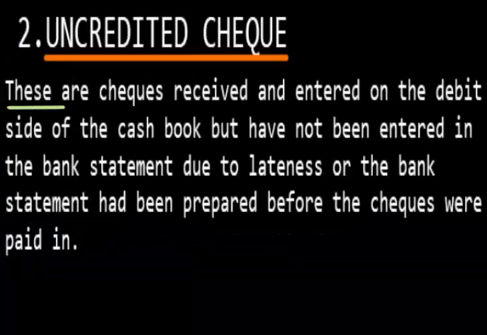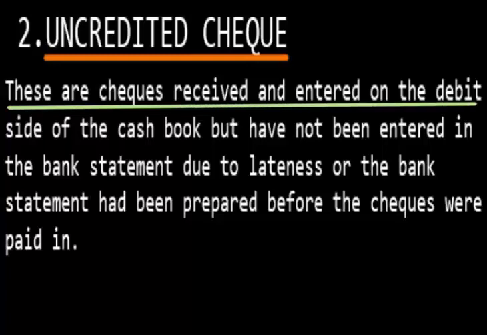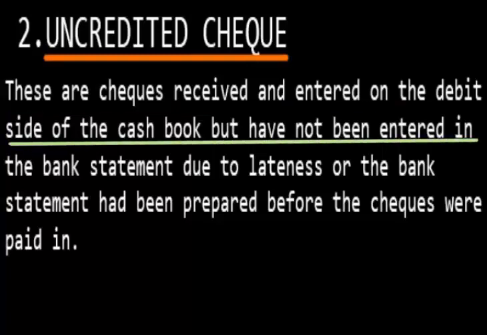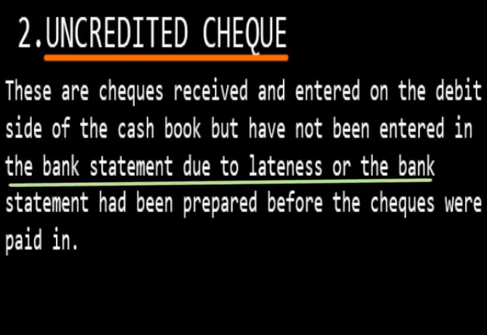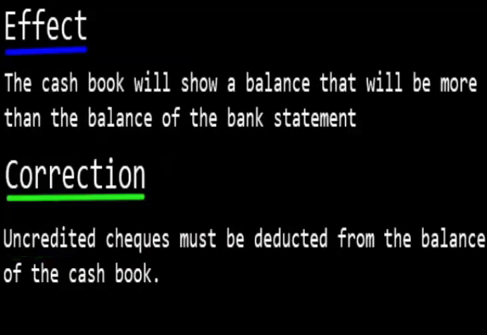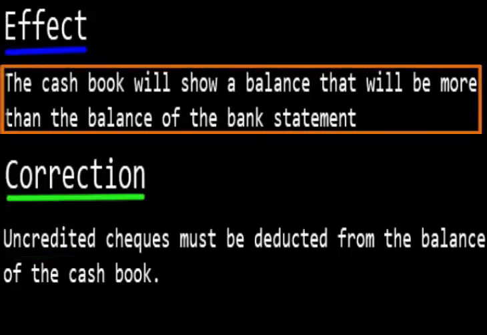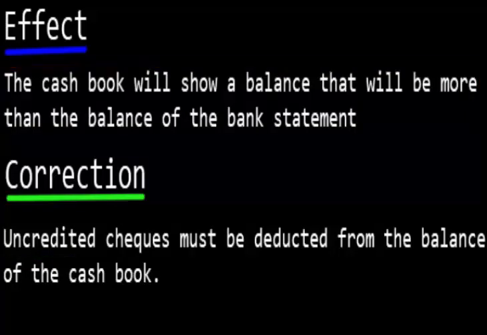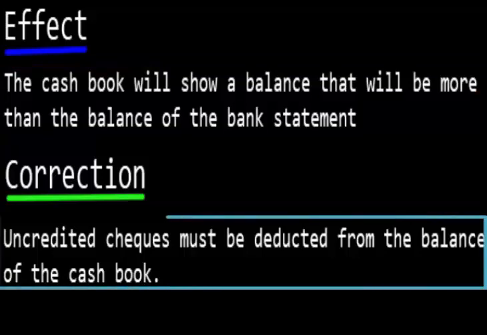Uncredited check: these are checks received and entered on the debit side of the cash book but have not been entered on the bank statement due to lateness, or the bank statement must have been prepared before the checks were paid in. Effect: the cash book will show a balance that will be more than the balance of the bank statement. Correction: uncredited checks must be deducted from the balance of the cash book.